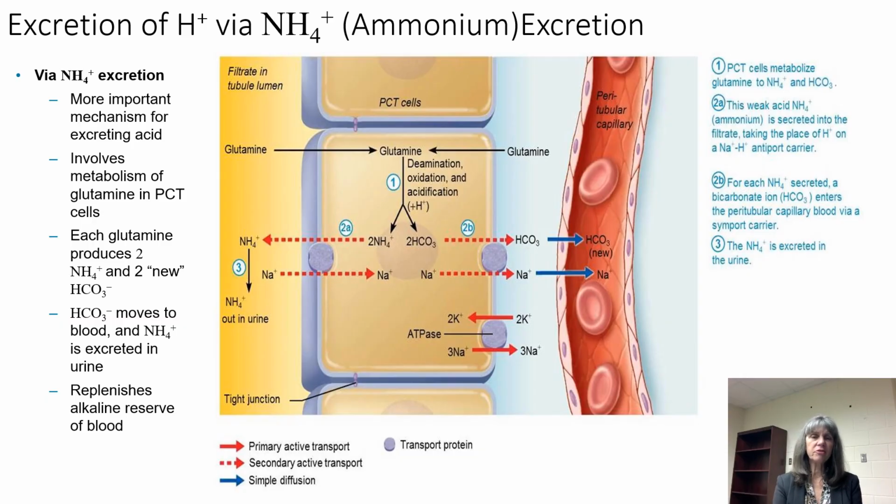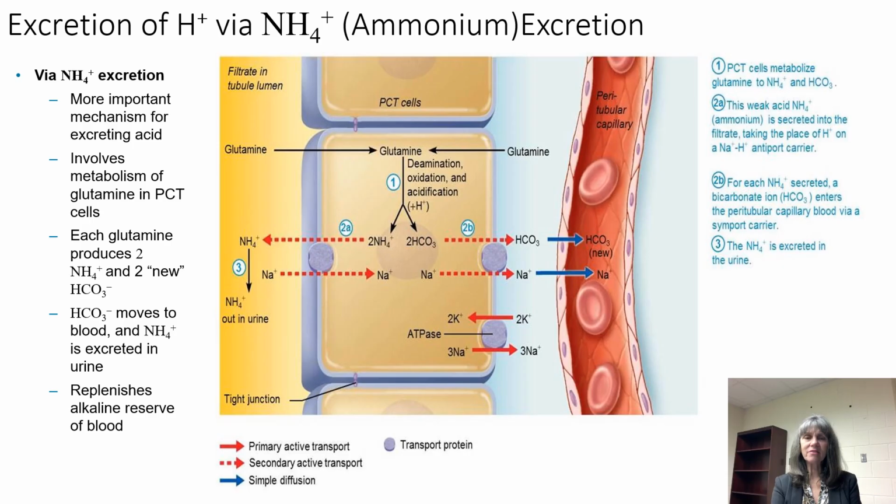The ammonium, if you look at the left-hand side of the cell, you'll see the ammonium being pumped out into the filtrate for excretion as urine, and at the same time, sodium will be pumped in. We need to have an equal exchange of positively charged molecules or ions. So we've got positively charged ammonium going into the urine, and then positively charged sodium will be antiported in, and that's going to be an active transport process.